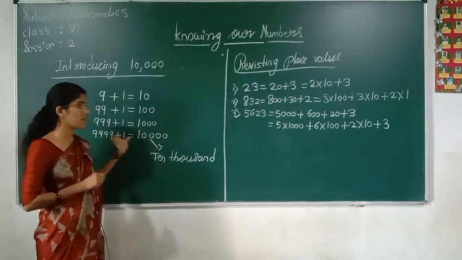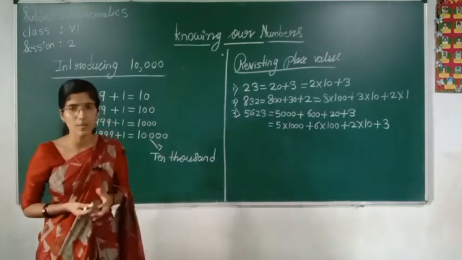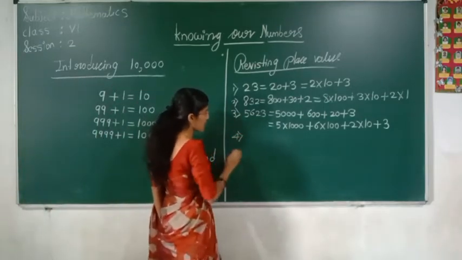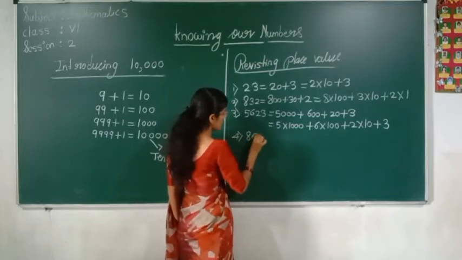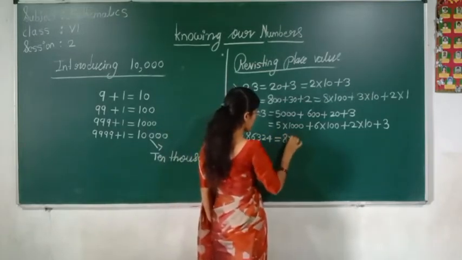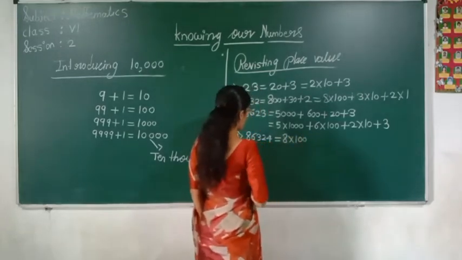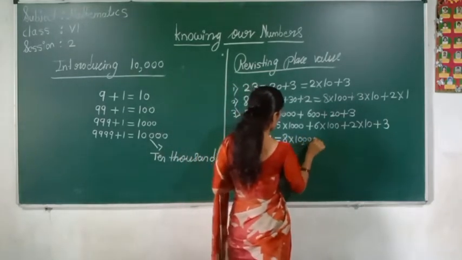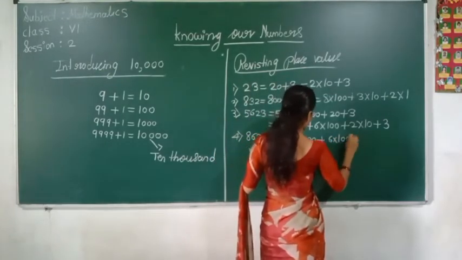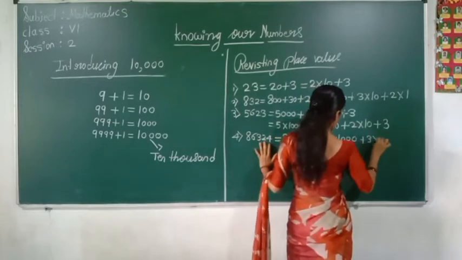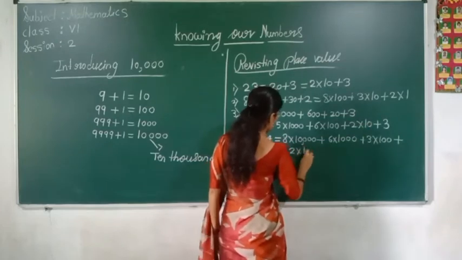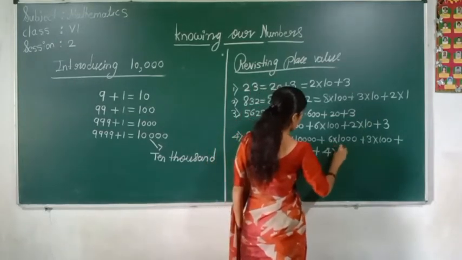Now when we came to know that 10,000 is the smallest 5-digit number, now we can expand 5-digit numbers also. See here, we can expand a 5-digit number also. Take an example, 8, 6, 3, 2, 4. What can we tell here? 8 is at 10,000s place. 6 is at thousands place. 3 is at hundreds place. 2 is at tens place, and 4 is at ones place.